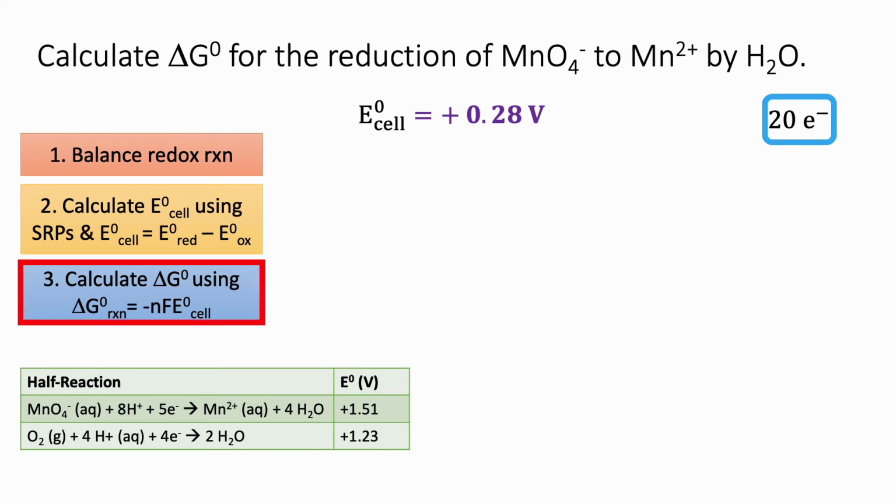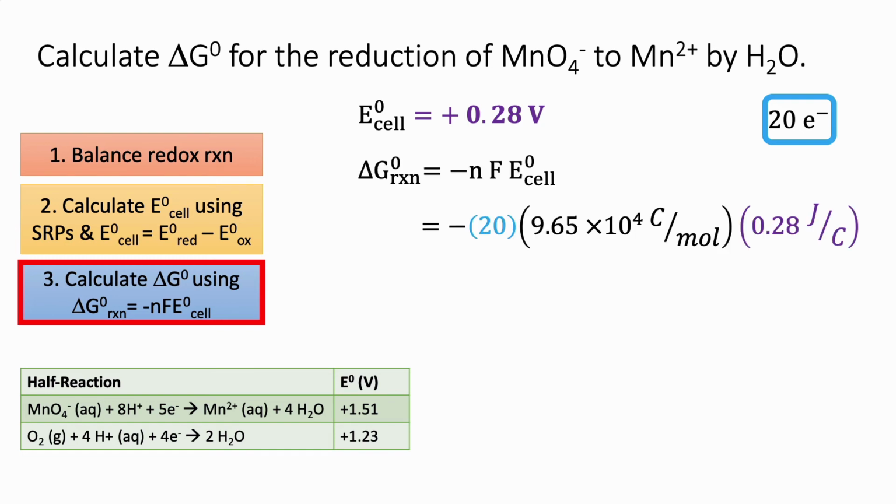Now we have our cell potential and we have our number of electrons. Let's go ahead and plug that into our delta G equation. Plugging in the numbers we have, and again, I've just written the plus 0.28 volts as plus 0.28 joules per coulomb, so our units work out. We end up with 540,400 joules per mole, or 540 kilojoules per mole.